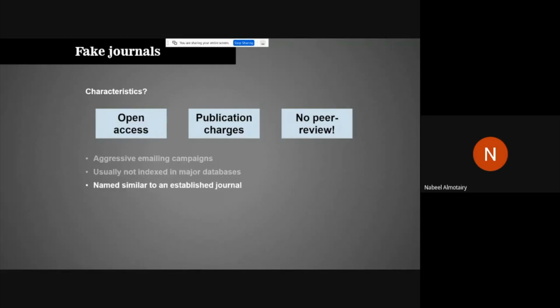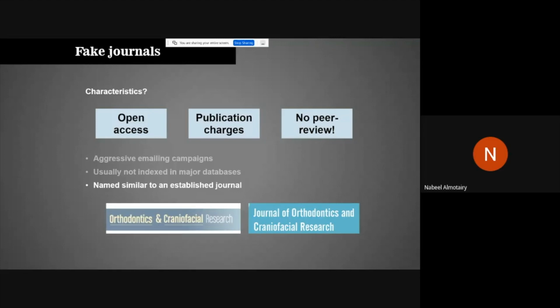And sometimes they name the journal to be similar to other well-known journals to make it difficult for the authors to distinguish between the journals. So for example, these journals, the one on the left called Orthodontic and Craniofacial Research, and the one on the right called Journal of Orthodontics and Craniofacial Research. The difference between the two journals is that they add these two words at the first. But this one is a fake journal and this one is a legitimate journal. So you have to be careful about that.